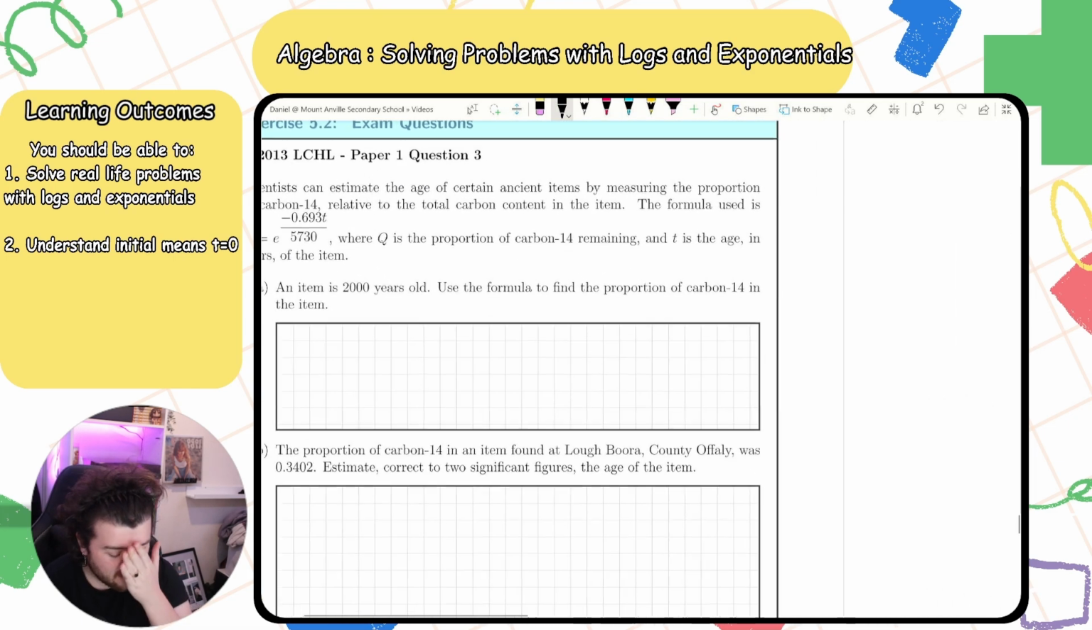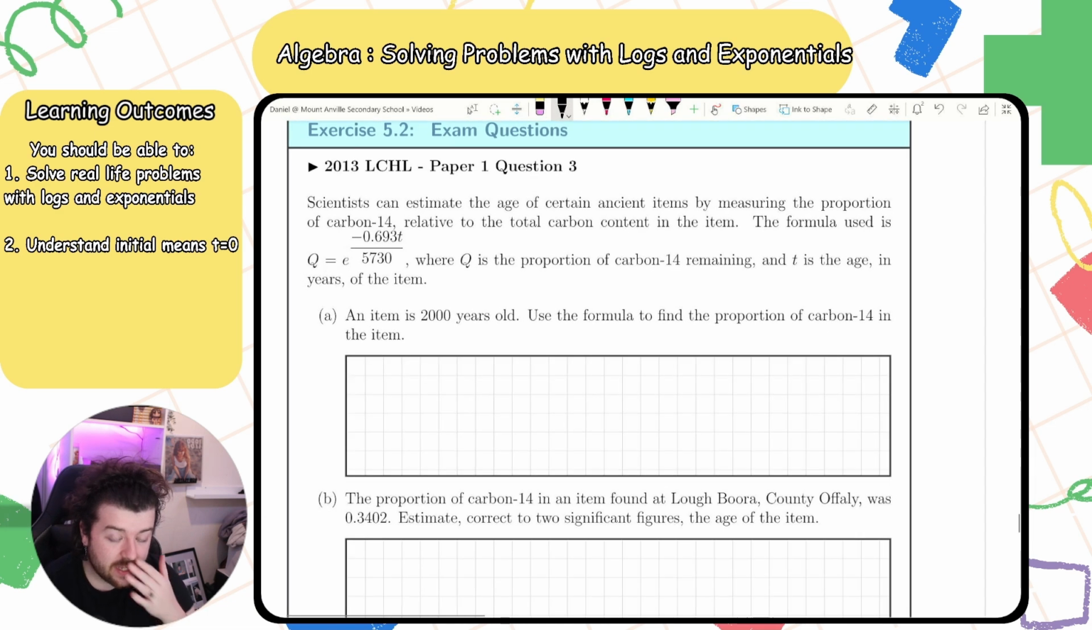Right, okay, let's look at some exam questions now. So this is from the 2013 paper, Leaving Cert Higher Level. So scientists can estimate the age of certain ancient items by measuring the proportion of carbon-14, carbon-14 relative to the total carbon in the item. The formula used is Q equals e to the power of minus 0.693 t all over 5730, where Q is the proportion of carbon-14 remaining and t is the age in years of the item.